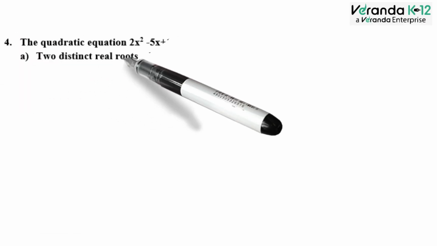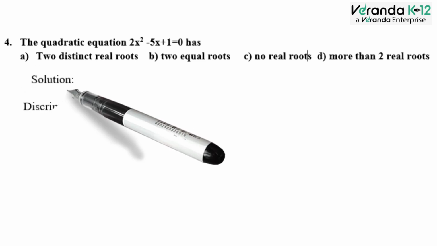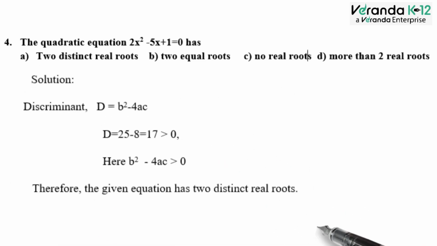Question number 4 is on nature of roots of a given quadratic equation. The given equation here is 2x square minus 5x plus 1. We need to find what type of roots we will get. For that we will use the discriminant property. Discriminant is equal to b square minus 4ac. Here we will identify the values of a, b and c to substitute. So b is equal to minus 5, a is equal to 2, c is equal to 1.